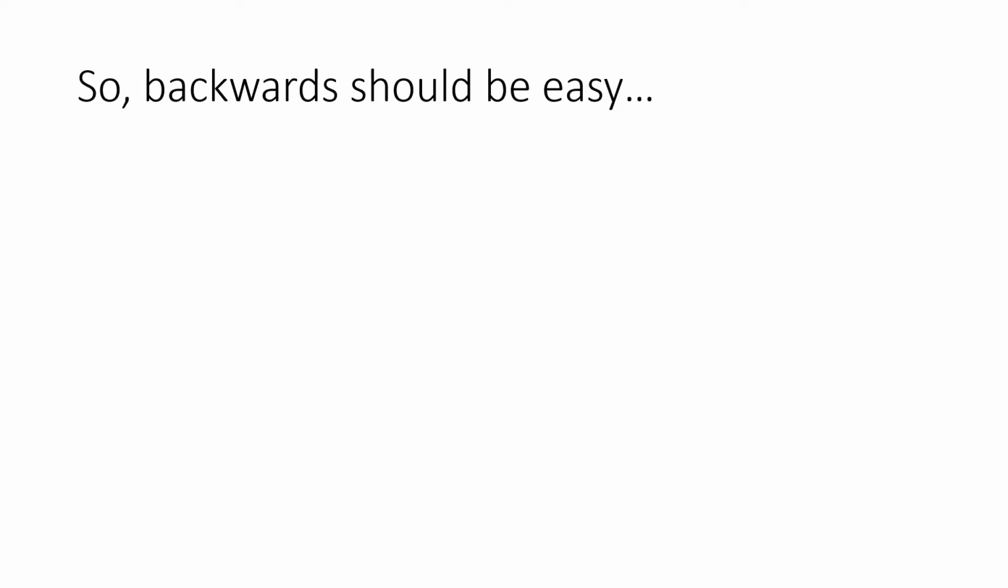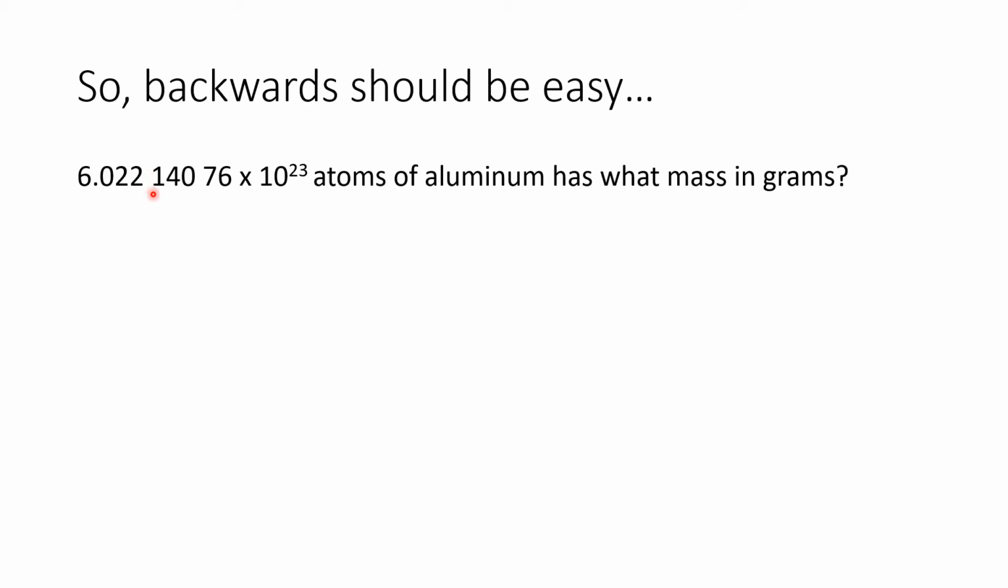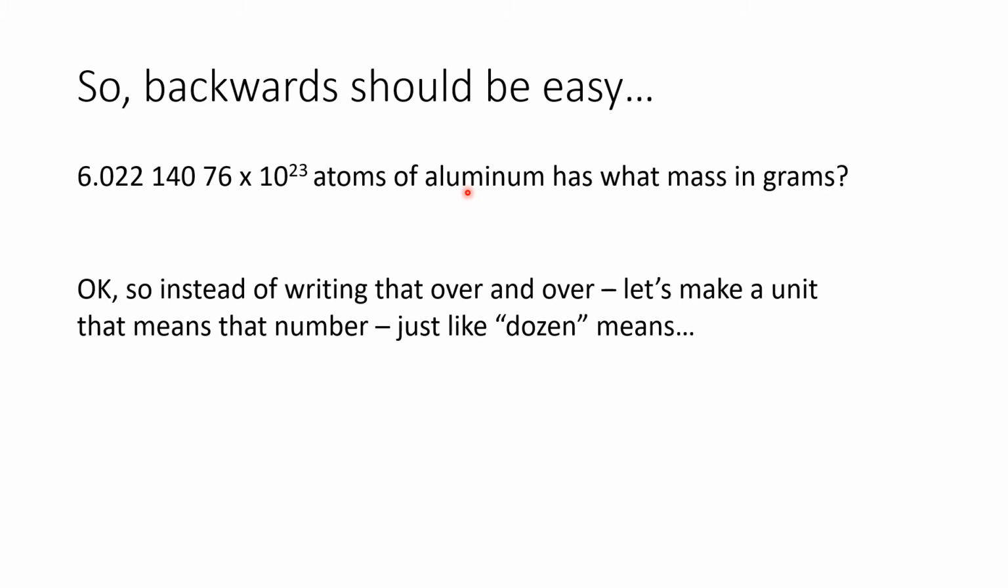So now working backwards should be easy here, right? If I take that same number, 6.022 times 10 to the 23rd atoms of aluminum, what mass in grams would they have? Well, that's that special number, Avogadro's number is what it's called. So that number of aluminums would have a mass in grams equal to the mass listed for aluminum on the periodic table, 26.98154 grams.